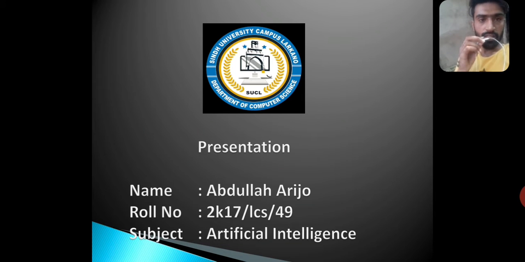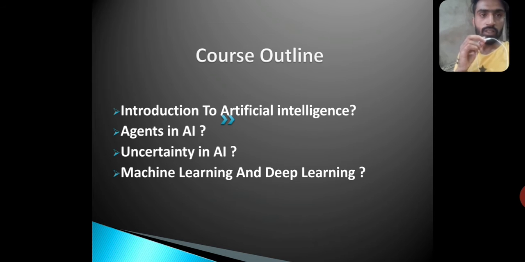Presentation about artificial intelligence. Myself, Abdullah Arijo, roll number 2K70 LCS 49. Today my course outline is Introduction to Artificial Intelligence, Agents in AI, Uncertainty in AI, Machine Learning and Deep Learning.